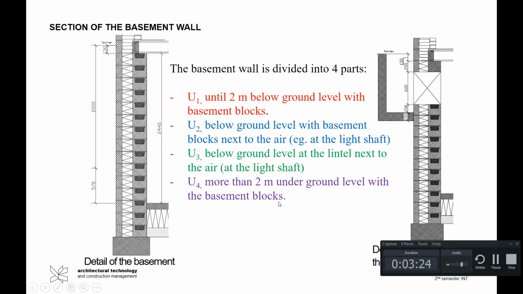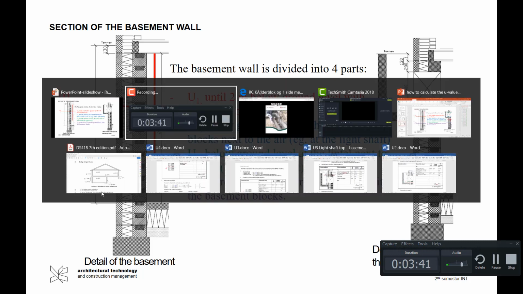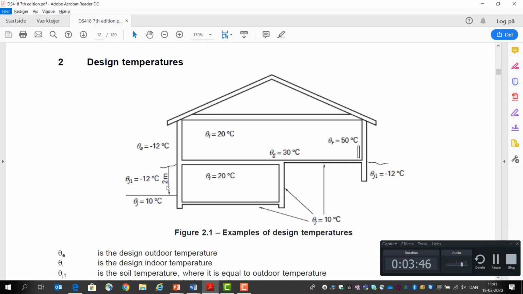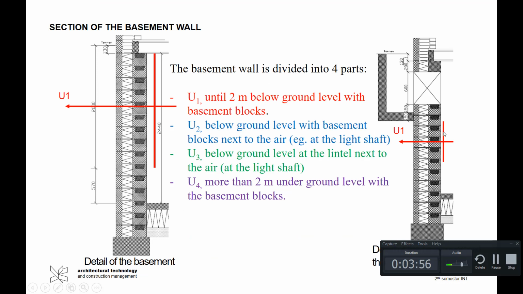The way we're looking into this is that we have to look at the different U values we have. And first we have U1, which we have here down to 2 meters under terrain. And why it's only down to 2 meters under terrain is that we change temperature on the outside here. If we go to DS 418, down to 2 meters under terrain we have -12, and below we have 10. And that we also have over here, right, where we have U1.